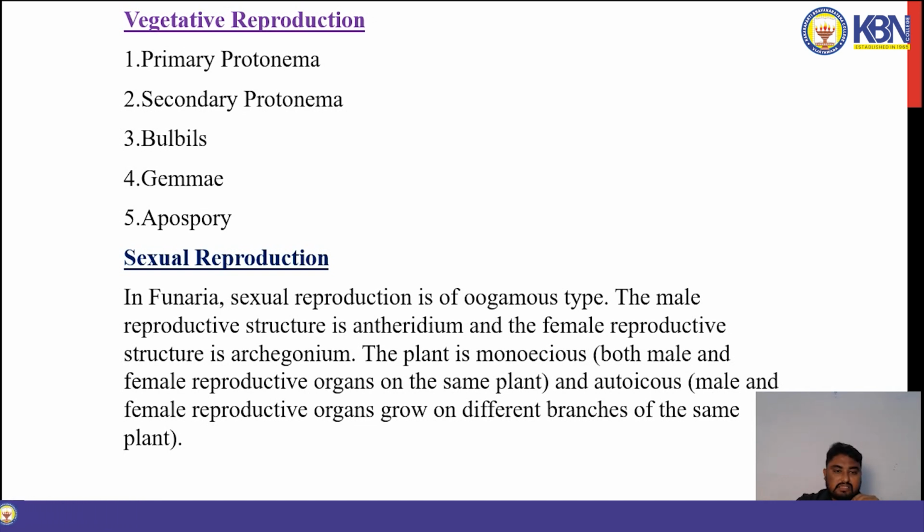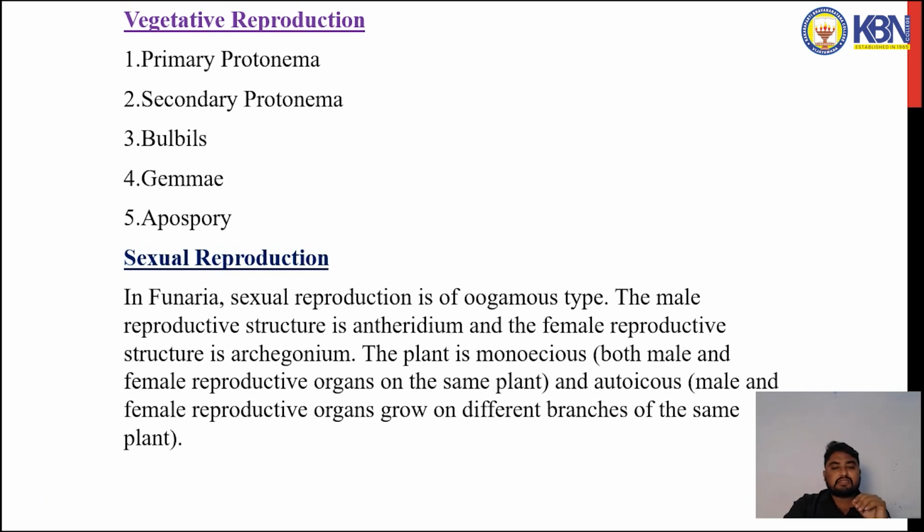Right. Next one is sexual reproduction. In Funaria, sexual reproduction is of the oogamous type. The male reproductive structure is the antheridium and the female reproductive structure is the archegonium. The plant is monoecious, which means both male and female reproductive organs are on the same plant, right? That is called monoecious. And autoecious: male and female reproductive organs grow on different branches of the same plant. Different branches of the same plant is called autoecious, right?